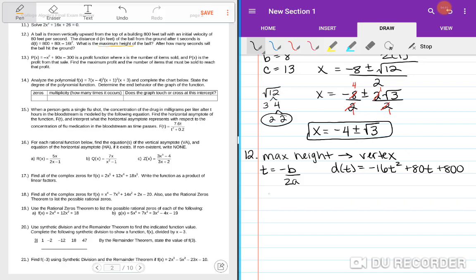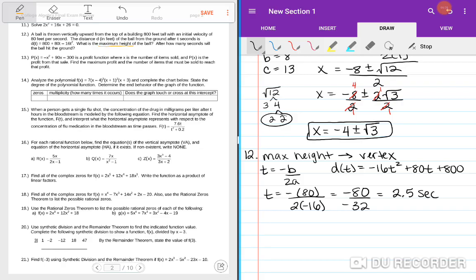So let's find t here. Negative, our b is 80 over 2 times a, which is negative 16. Make sure that you always do put these in descending order before you start trying to pull out a, b, and c. It has to be in descending order for that to make sense. So negative 80 over negative 32. And let's see. This gives me positive, of course it should be positive, it's time, 2.5 seconds.